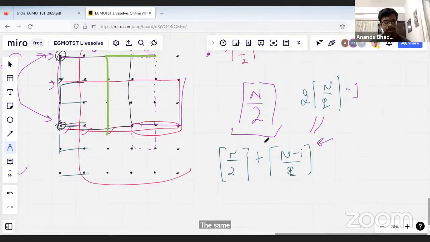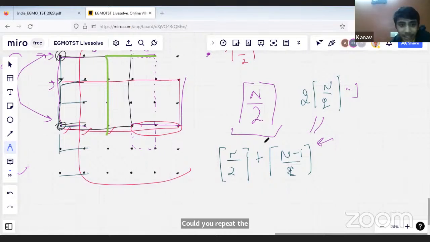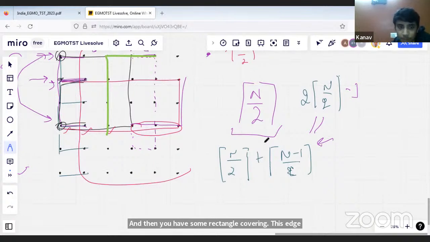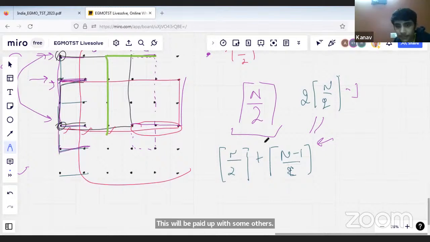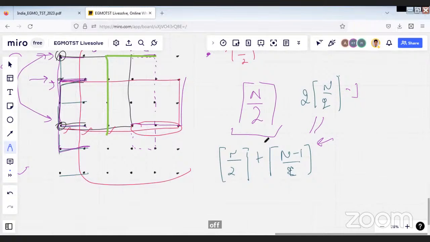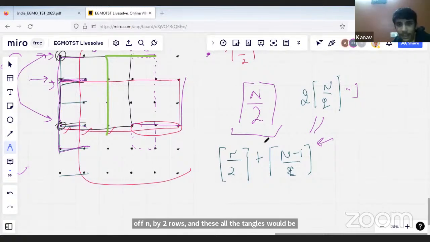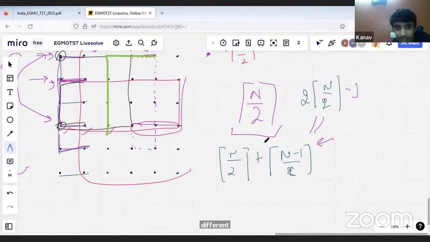Are we? Could you repeat the solution? Okay. So you start from any row first. And then you have some rectangle covering this edge. This will be paired off with some other row. Yes. So you can pair off n by 2 rows and these all rectangles would be different. Yes. So you have ceiling n by 2 distinct rectangles in the rows. At least. Yes, at least.